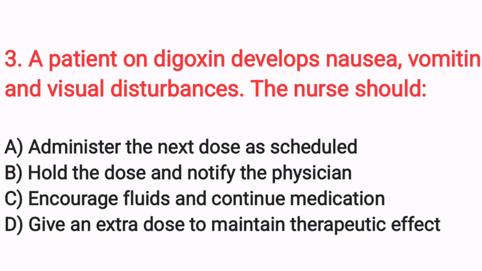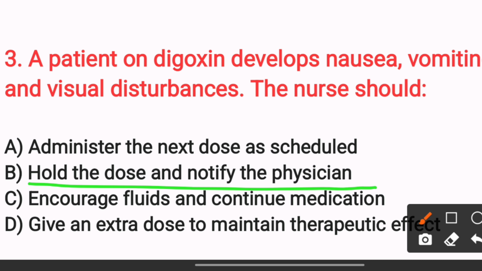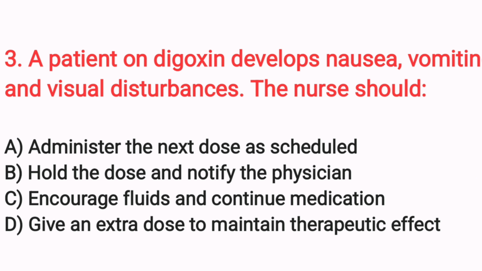The answer is option B, hold the dose and notify the physician, because the patient develops nausea, vomiting and visual disturbance. These are the early signs of digoxin toxicity. The dose should be held and serum level should be checked. So the answer will be option B, hold the dose and notify the physician.